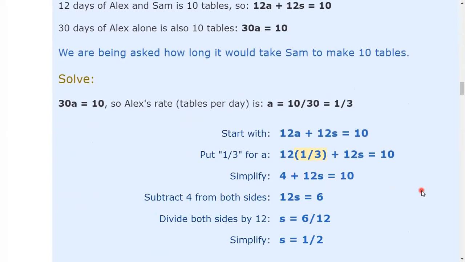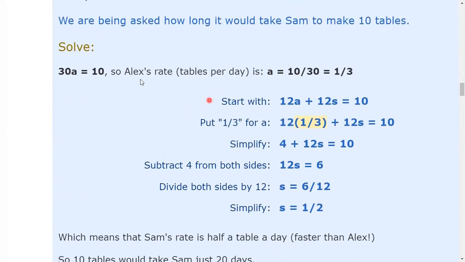So now let's see. We have solved that. 30A: 30 days is the rate of Alex working, and the production is 10 tables, so Alex's rate is in tables per day. If we divide, this 30 will come to the other side, so this will be 1/3. That is the rate of manufacturing tables within one day. Start with 12A: the number of days into the rate of Alex, plus the number of days into the rate of Sam. They are producing 10 tables altogether. Put 1/3 for A, so we have calculated the value of A, the rate of one person.